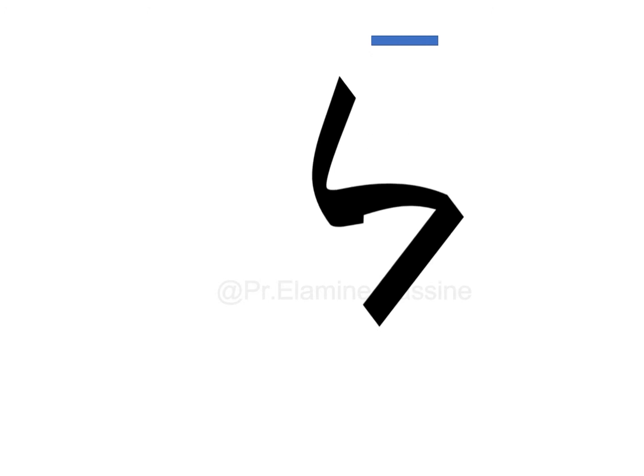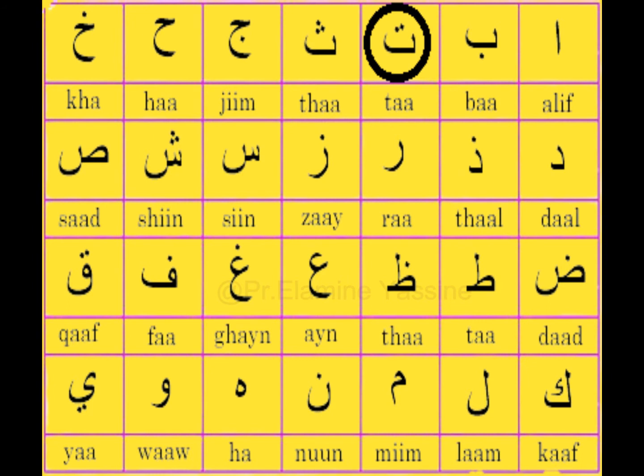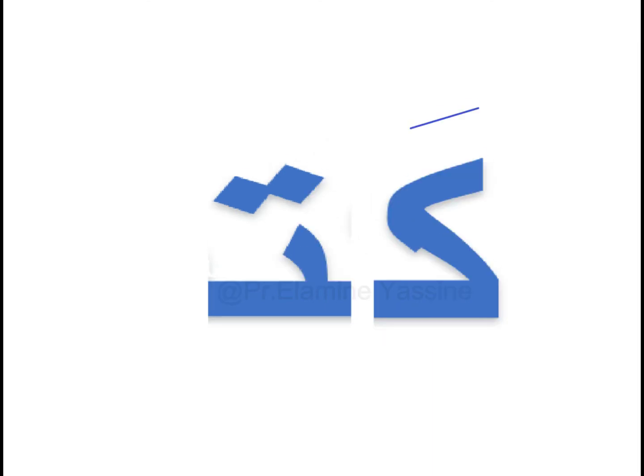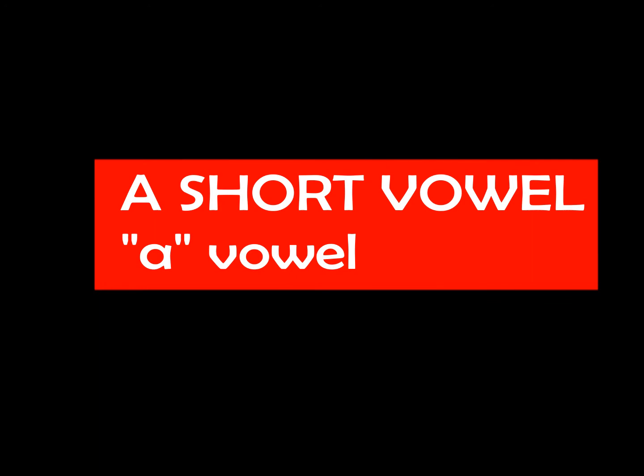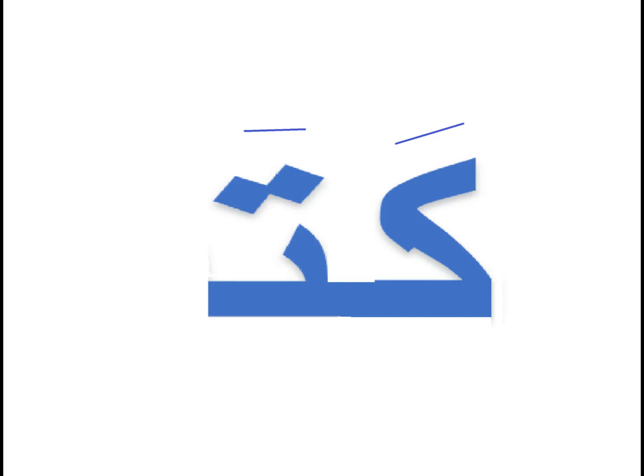We are now going to add the second letter called ta. The isolated form of ta is shown in the table. It is in the first row, the third letter from the right. We will need the middle form of ta in order to connect it to kaf. As you can see, the middle form of ta before we connect it to kaf. After connecting ta to kaf, we add a short a vowel above the ta. What we have written so far is kata.